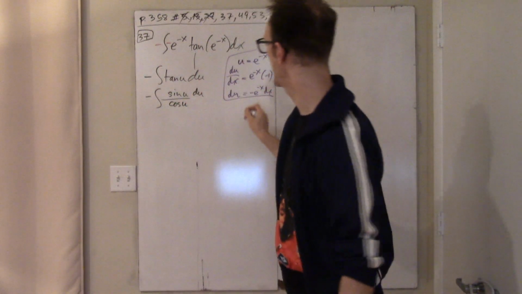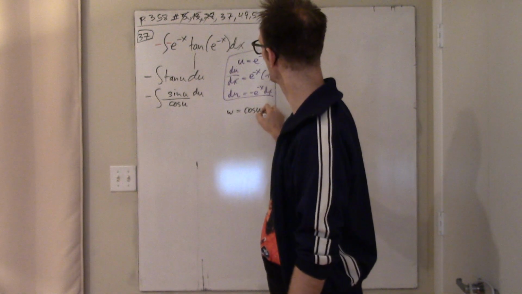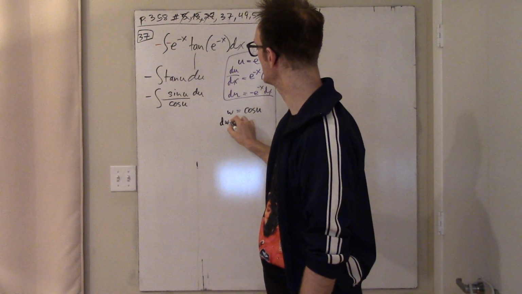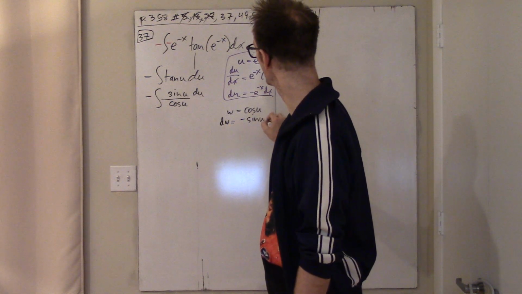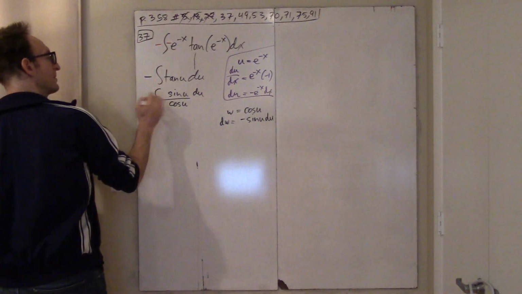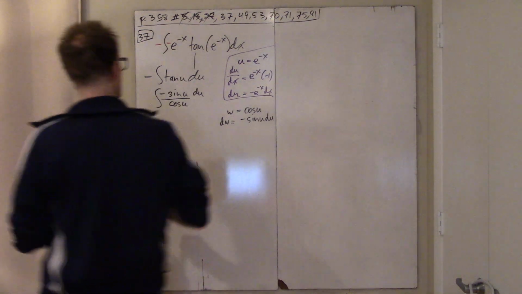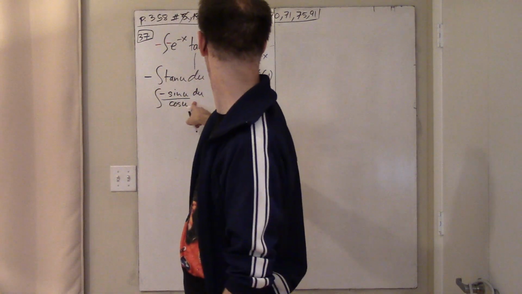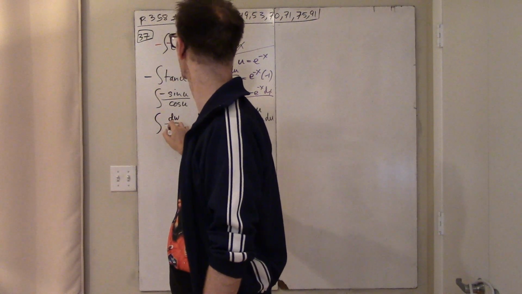So now you say, let w be the bottom, let w be cosine u, and then dw is going to be the derivative of cosine, which is negative sine u du. And in this case, the negative is already just there. Maybe we don't even need to take it out, we just leave it there. And so I can do a direct replacement of this as sort of dw over w.